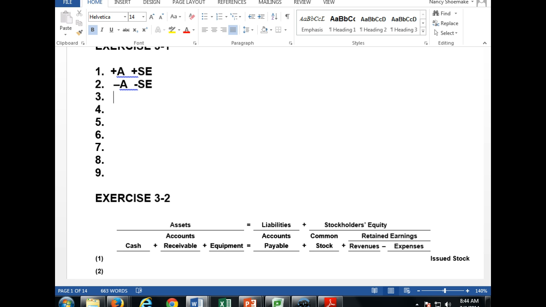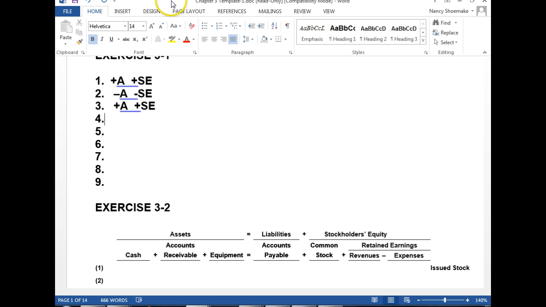What's the next one? Who wants to take another one? Received cash from customers on services performed. What do we think, guys? What's happening to assets? They go up. And what's happening to our stockholders' equity? It's going up also. Any questions so far? Are we kind of getting it a little? We're doing okay?